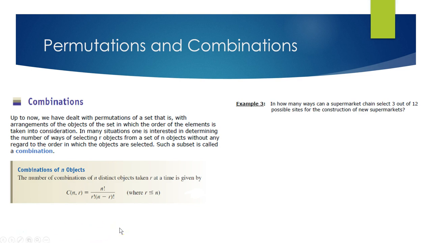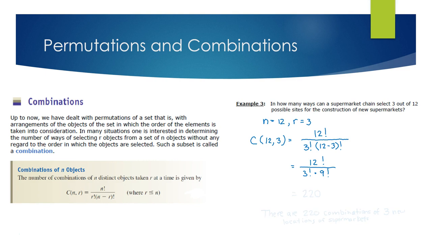So now let's look through this. As I said, it is a combination. We know we have 12 in total. We're selecting 3 out of 12. So n is 12, r is 3. And using the formula, it's going to be 12 factorial over 3 factorial times 12 minus 3 factorial. I always remember the combination formula because the numbers on the bottom should total 12. So when I see the 3 and the 9, that makes sense. So 12 factorial over 3 factorial times 9 factorial. And that would be 220 different combinations of 3 new locations of supermarkets.